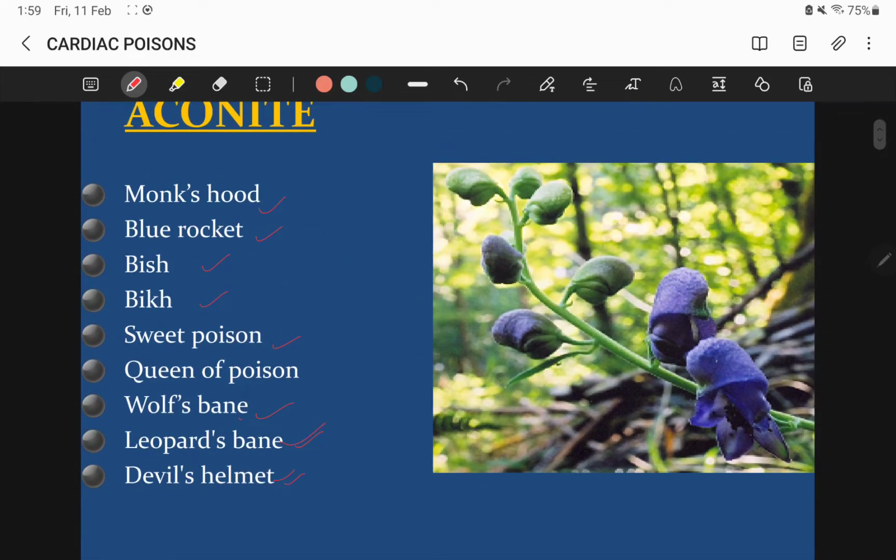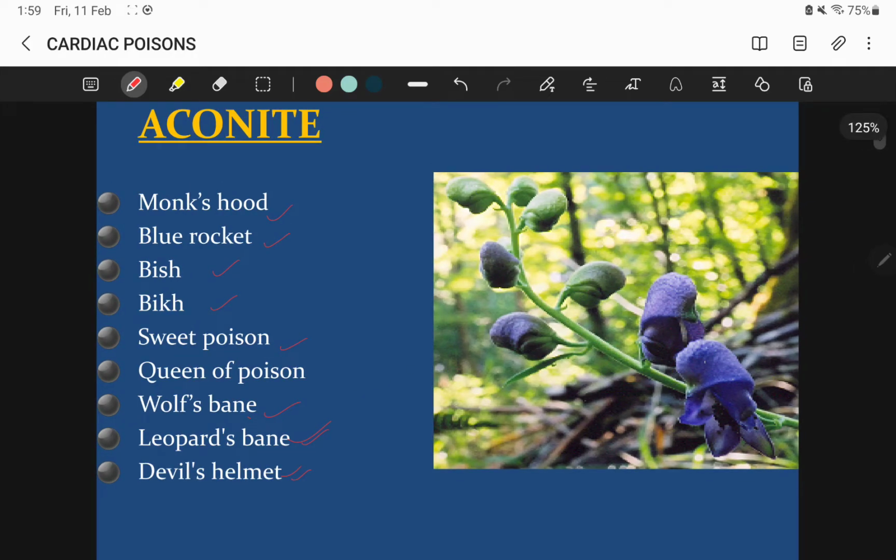Aconite is a very toxic plant. It has cardiotoxin, it has cardiac poison properties. This is a very pretty purple colored flower. It has many other names, you can read from the list, but my favorite one is queen of poison.